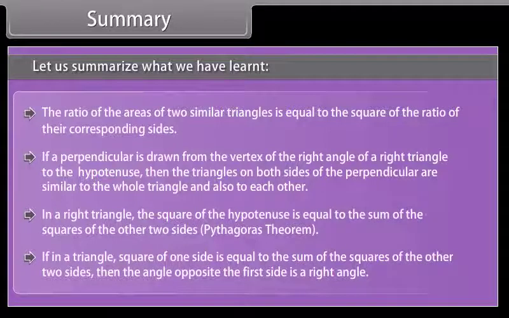If in a triangle, the square of one side is equal to the sum of the squares of the other two sides, then the angle opposite the first side is a right angle.